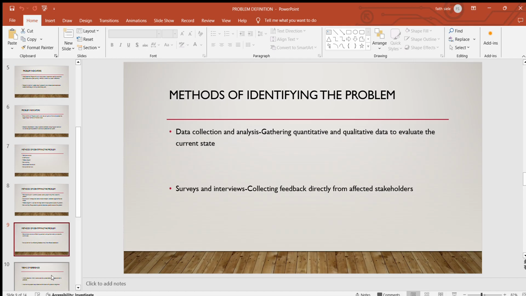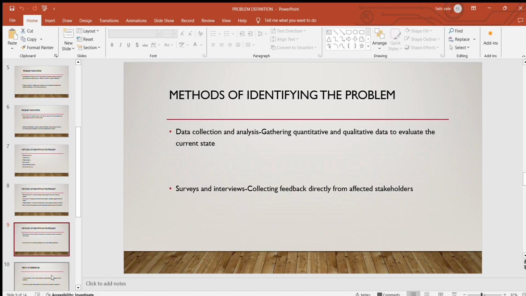And then we've also talked about brainstorming, a group session which generates ideas about possible causes of a problem. Then we've talked about data collection and analysis, which is about gathering quantitative and qualitative data used to evaluate the current state. And lastly, we've talked about surveys and interviews, which is about collecting feedback directly from affected stakeholders.